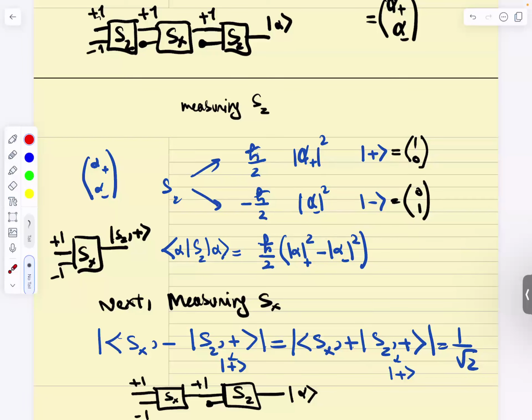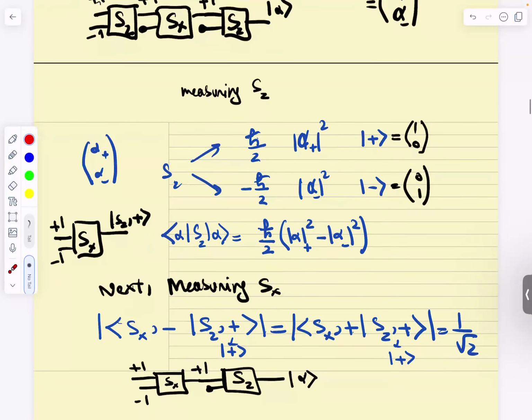Now, what did we see in the experiment? We saw that when you send S of Z plus, with probability half you got +1, and with probability half you got -1. So whatever these complex numbers are, the absolute value of them is going to be 1 over square root 2, because if you square it, you get half.